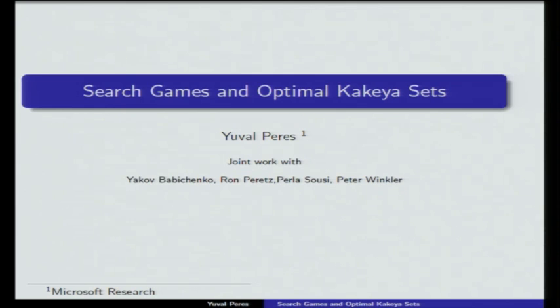So this is joint work with Babichenko and Peretz, who at the time were students in the Hebrew University. Now they're both postdocs, and they're game theorists. Sousi, a probabilist in Cambridge, England, and Peter Winkler, who's in Dartmouth, and many of you know.